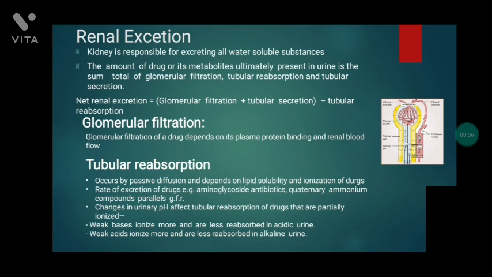Glomerular filtration depends on plasma protein binding and renal blood flow. Tubular reabsorption occurs by passive diffusion and depends on lipid solubility and ionization of drugs. Rate of excretion of drugs parallels GFR. Changes in urinary pH affect tubular reabsorption of drugs that are partially ionized. Weak bases ionize more and are less reabsorbed in acidic urine. Weak acids ionize more and are less absorbed in alkaline urine.